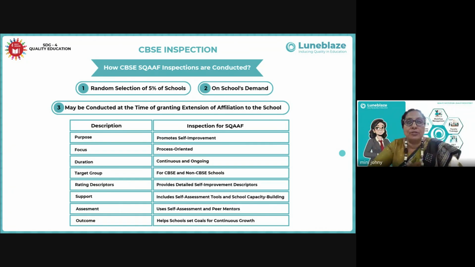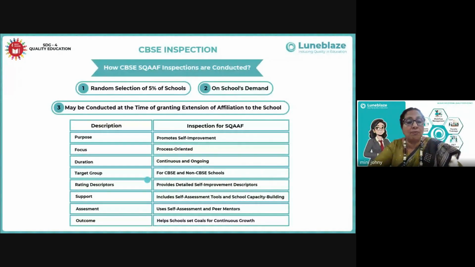Random selection out of so many schools, 5% of schools are taken by CBSE. And some schools, if they feel they want it on demand, that is, if you request that we would like to improve our system, you can request the CBSE SQAAF portal. If you send a mail, they will definitely consider your school also, and they will give you SQAAF advice on that. So you will come to know where you stand. And it may be conducted at the time of granting extension of affiliation to the school.